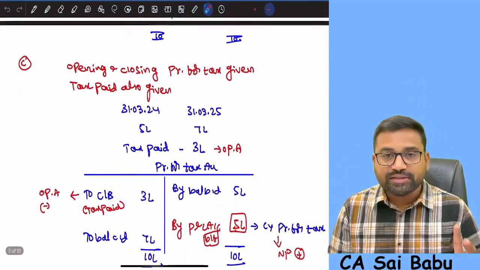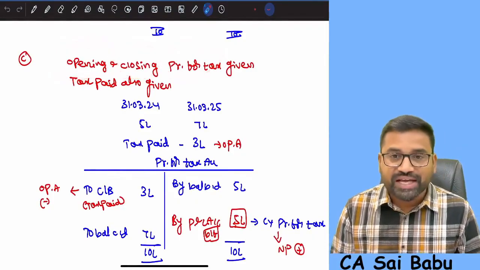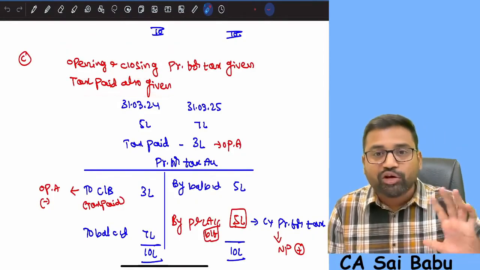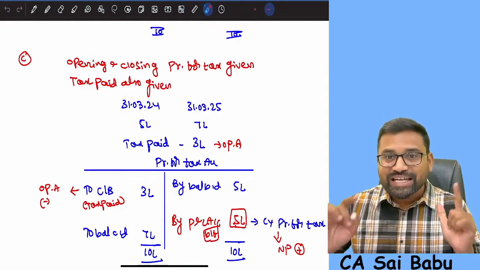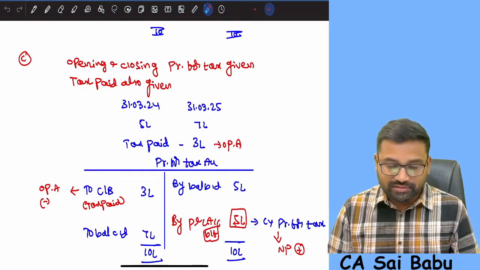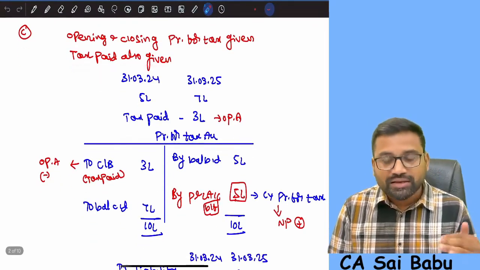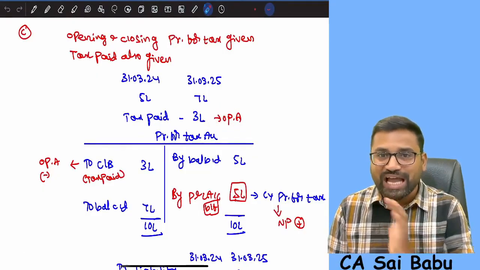Now, the third case is they will give you opening provision for tax, closing provision for tax, sir. They will give you tax paid also. So, opening, closing, tax paid. Then the balance figure is what? Nothing but current year provision for tax. So, when they give tax paid, sir, directly consider in cash flow statement operating activities, income tax paid. Of course, it's a cash outflow.